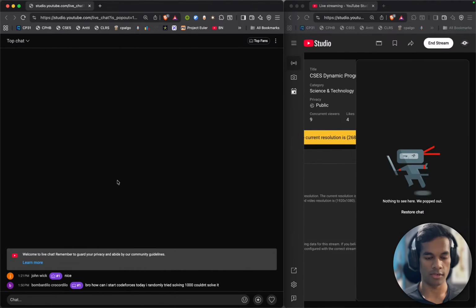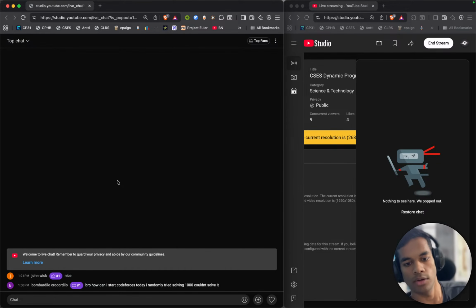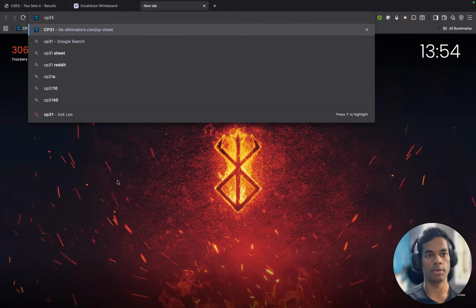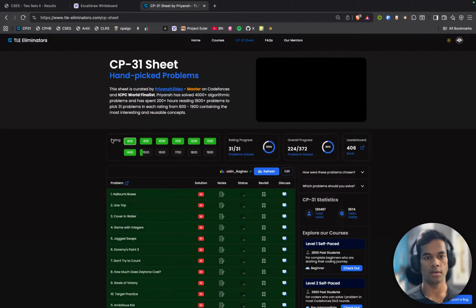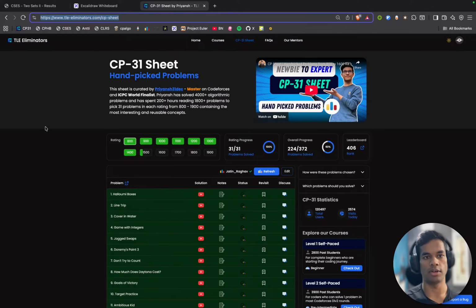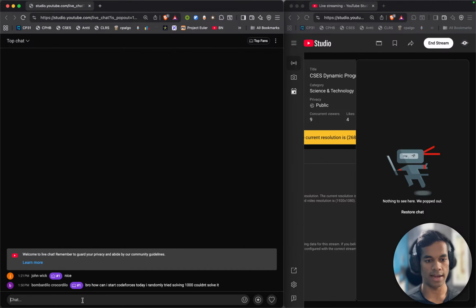Yo, bro, how can I start Codeforces today? I randomly tried solving 1000 but couldn't solve it. That is fine. You can start solving from the CP31 sheet from 800 level. You can go to this sheet and start solving questions at 800 level.